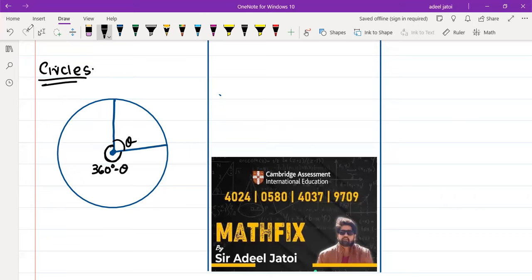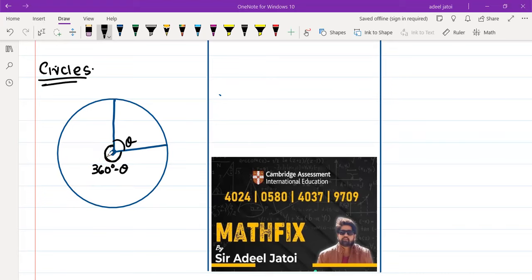So that means if, let's say, this is 60 degrees, this should be 300. If this is 80 degrees, then this should be 280 degrees. If this is 40 degrees, then this is 320 degrees. So whatever the angle will be, you'll be subtracting it from 360 to get the reflex angle of the circle.